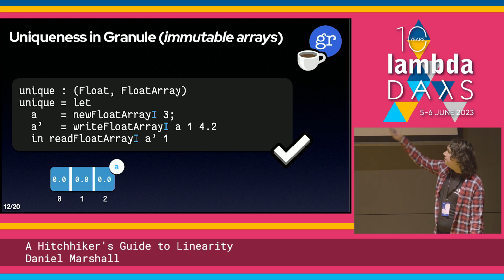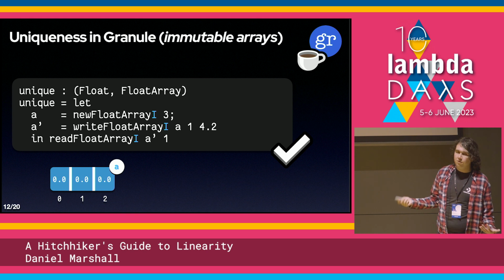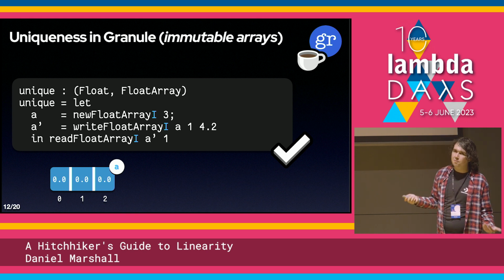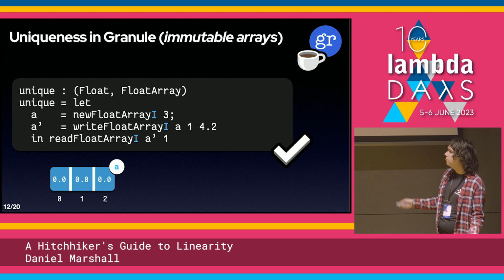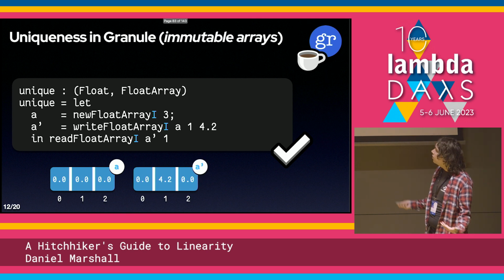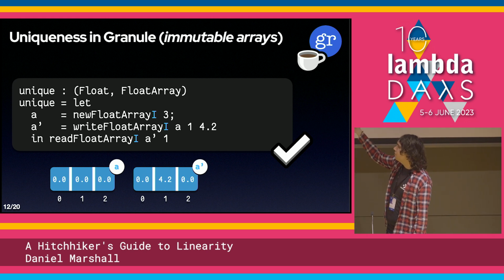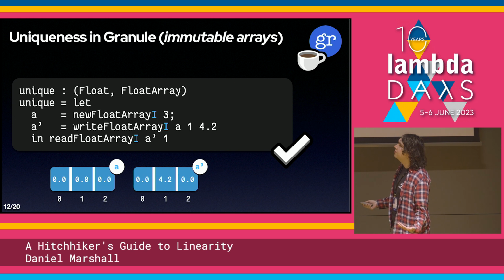But when we try to write to this array, because it's a standard functional array that we don't know we have the only reference to, we can't just destructively mutate it in memory because someone else could be reading from it, for example. So we have to create a whole copy of the array, and this version has 4.2 at index 1 rather than the 0.0, which the original version had.